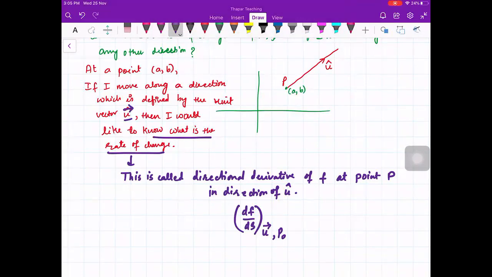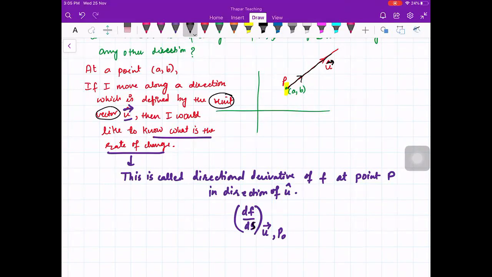Is the definition clear to everybody: standing at a point (a, b), you are moving along a direction whose unit vector is u cap or u vector. It is important that this is a unit vector; unit vector means it has modulus 1. So we would like to know, if you are moving in this direction, what is the rate of change in your function? What is this ds? Why are we writing df by ds? I will tell you in a moment.